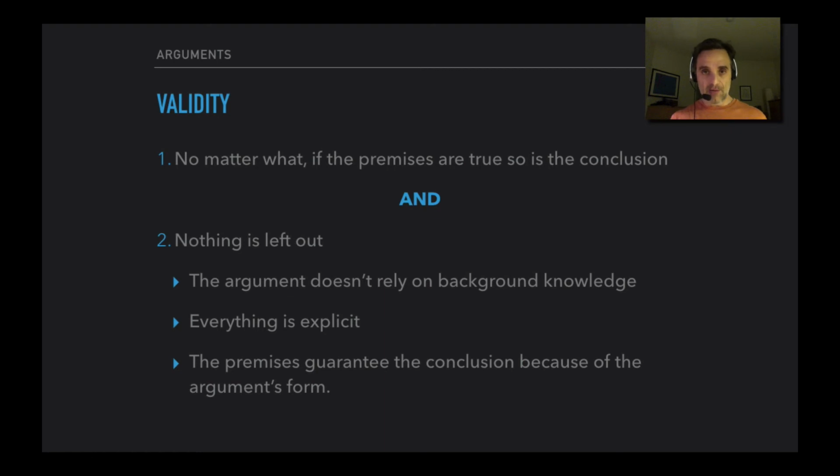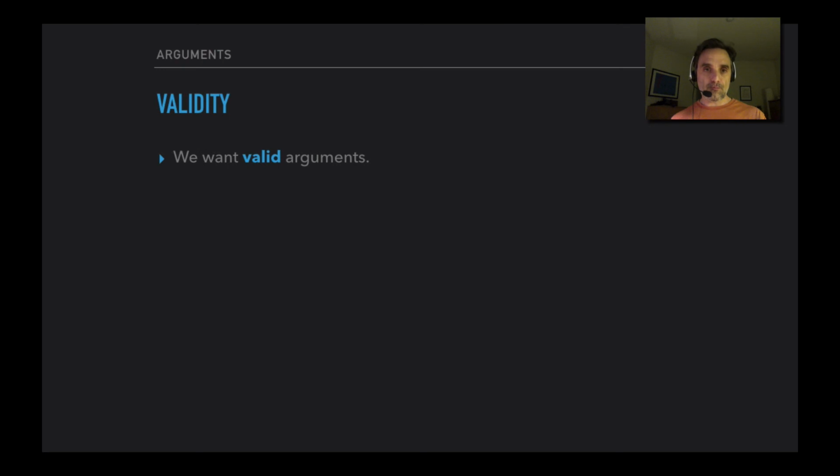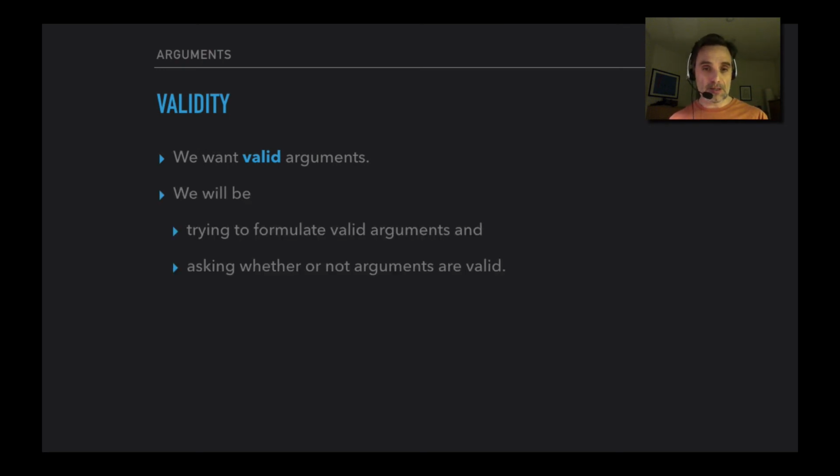validity that we all have: when you have an argument where no matter what, if the premises are true, so is the conclusion, and you've said everything you need to say, you haven't left anything out, and it's because of the argument's form that the premises and conclusion are connected, that's a valid argument. Those are the kinds of arguments that we're going to be looking for in this class. So we want valid arguments. We'll be trying to formulate valid arguments. When we are presented with an argument by an author, we'll be asking, is the argument valid or not?